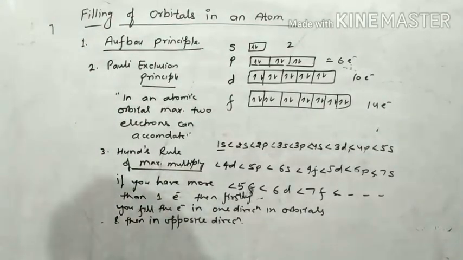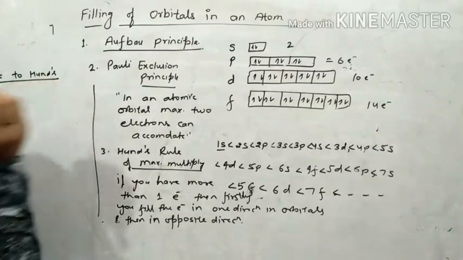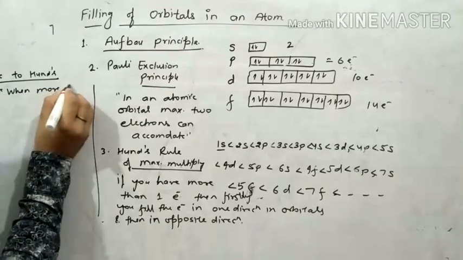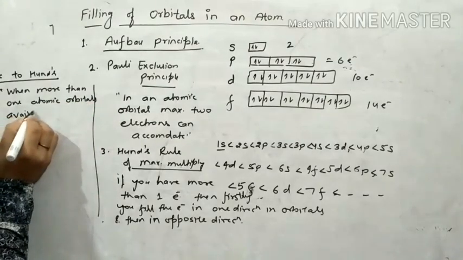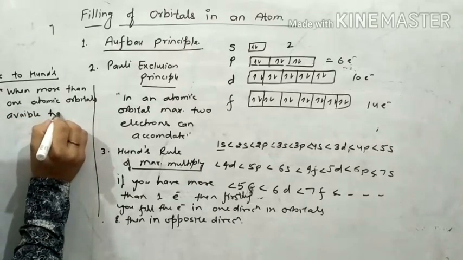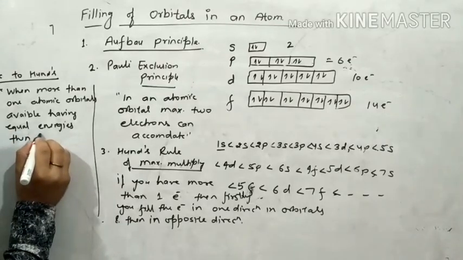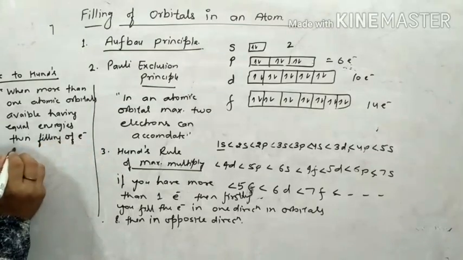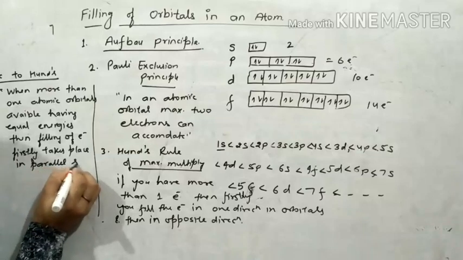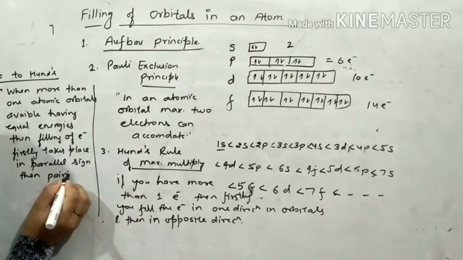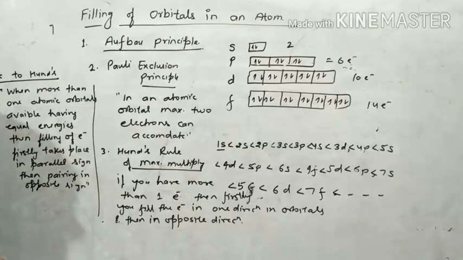Now what is Hund's rule? According to Hund, when more than one atomic orbital is available having equal energies, then filling of electrons firstly takes place in parallel spin, then pairing in opposite spin. Like d8. When more than one atomic orbital is available having equal energies, like d has 5 orbitals, they have the same equal energies.